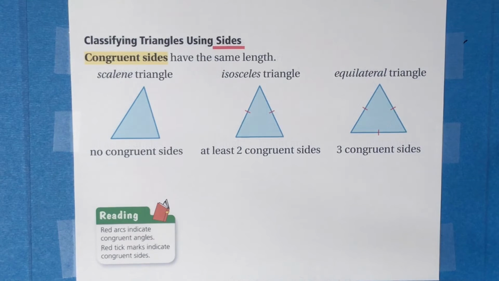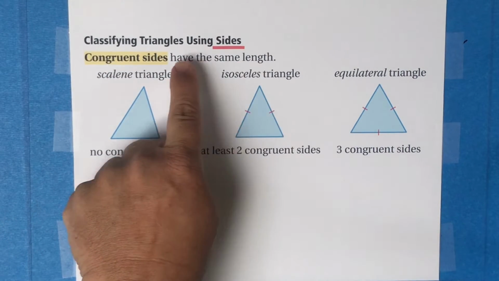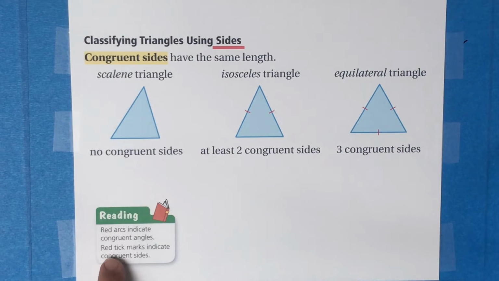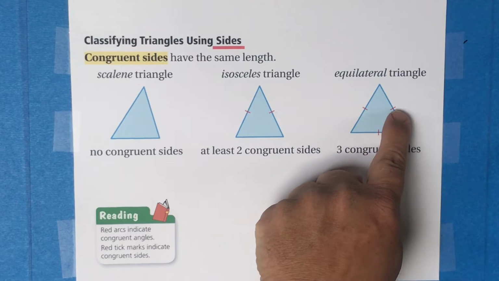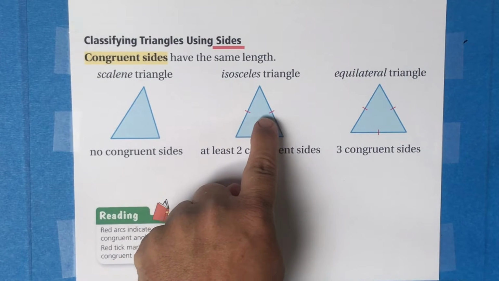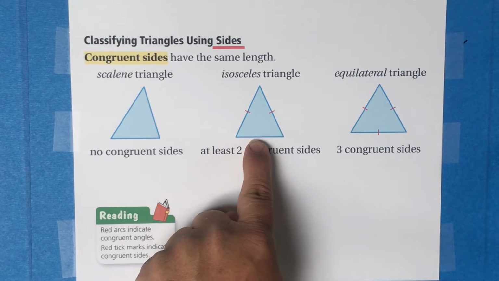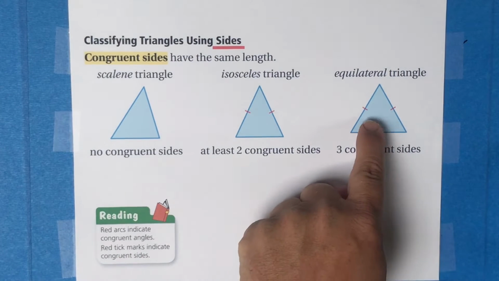The second way that triangles can be classified is by their side length. We need to remember that congruent sides have the same length. Remember, congruent is a fancy word for equal. Again, looking at our key down here, red tick marks indicate congruent sides. So when we get to these right here, this means that these two sides are equal. This one is not because it doesn't have a red tick mark. These three sides are equal because they have a red tick mark.